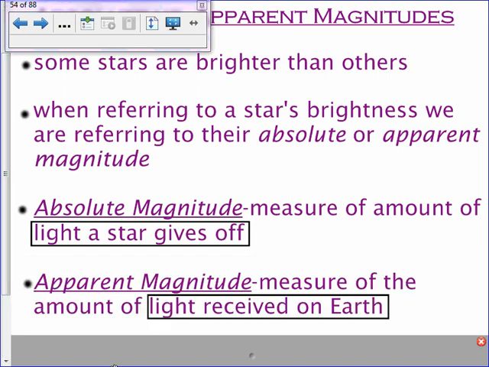When I refer to apparent magnitude, that is the measure of light received on Earth. So apparent means what we see, what's obvious to us. So the light we see is its apparent magnitude. It's what's obvious to us.